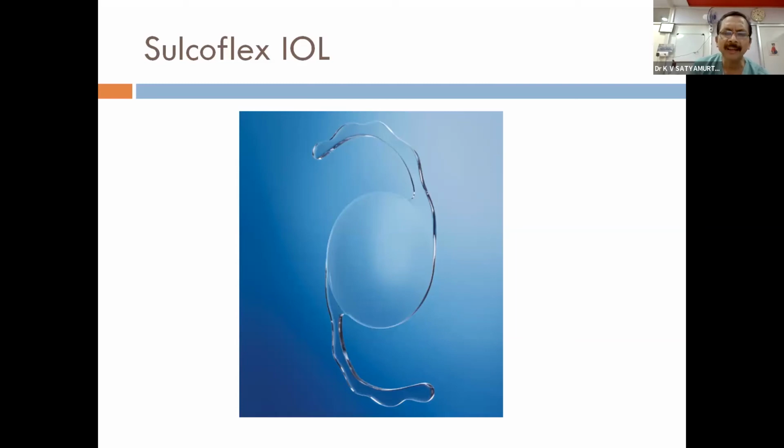Second thing is either you can put a lens over the pre-existing lens, that is called an add-on lens. What I am showing here is a Sulcoflex lens from Rayner. I have no financial interest in this, but since I have experience only with this, I am just talking about it. So this has got long haptics, and they've got undulating margins, which prevent the rotation of the lens, and it is made of hydrophilic acrylic, and the angulation is around 10 degrees, so that the body, that is the optic, stays away from the iris.